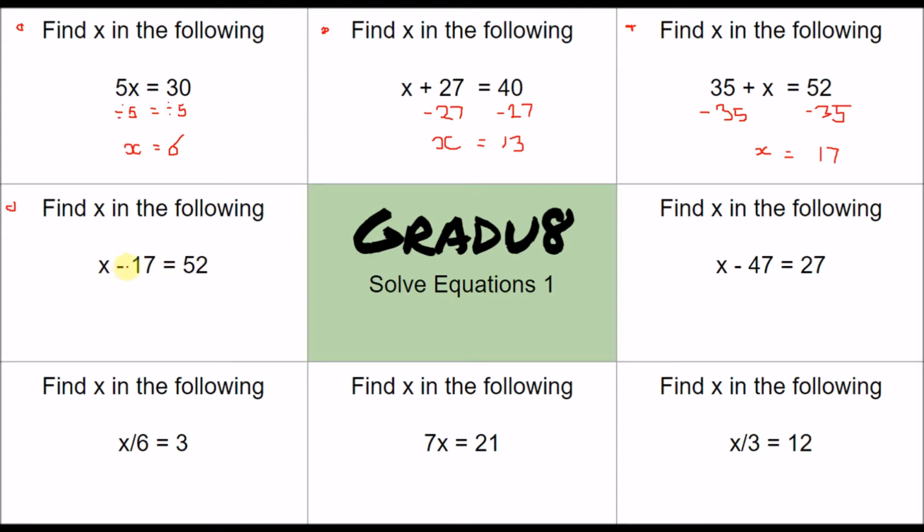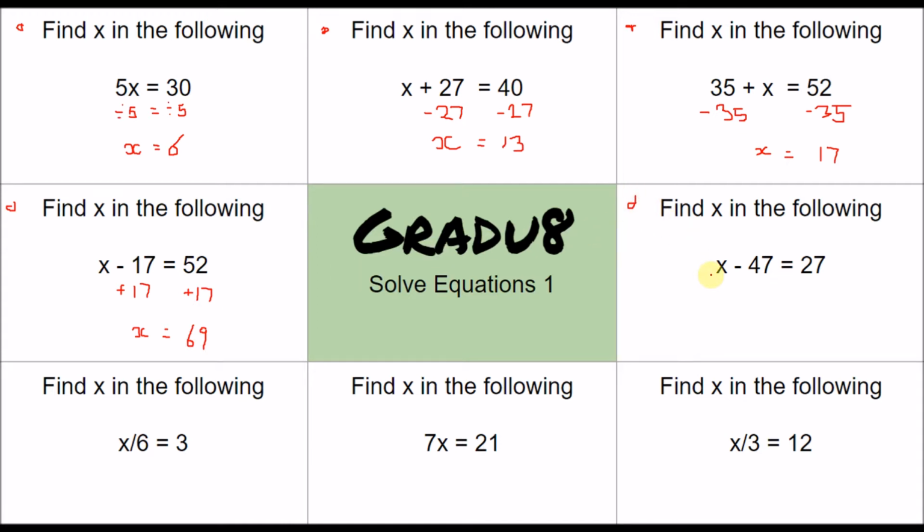Moving down here then, x take away 17 equals 52. What's the inverse of take away 17? Well, it's going to be add 17. By doing that, you cancel this side out. Make sure you do the same over here: you're going to add 17. So you've got x equals 52 add 17. I'm going to do that one now, and then you've got 69 there. Just double check it again: put it in there, take away 17, and then it works out at 52 again.